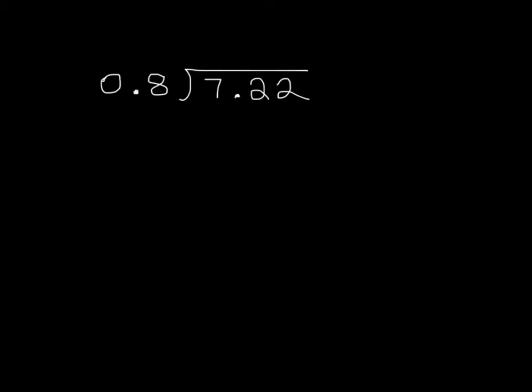So here we go. We're going to divide by a decimal. I have 7 and 22 hundredths divided by 8 tenths. Since I'm dividing by 8 tenths, that's a little tricky to divide by. So I'm going to eliminate that decimal in the divisor. I'm going to do that by moving it one spot to the right. So now it's not 8 tenths, it's just 8. And now I'm going to do the same thing over here with the dividend. I'm going to move it one spot to the right. So now my decimal point is here and it's no longer here.